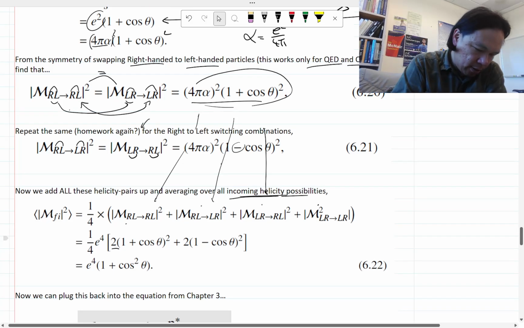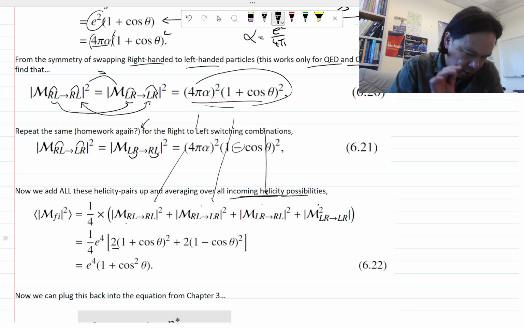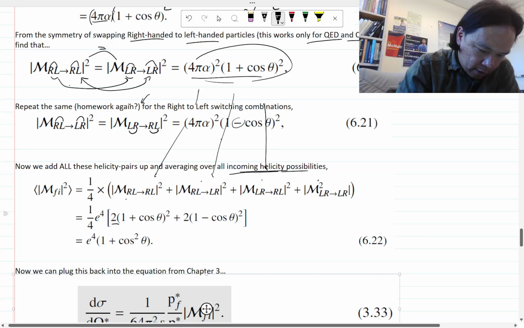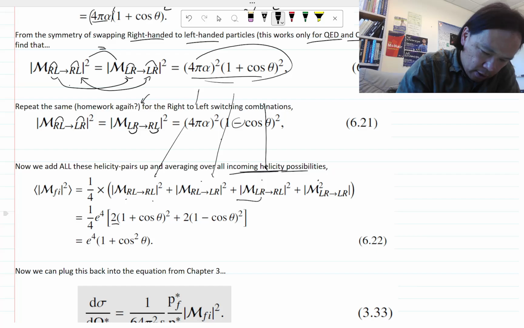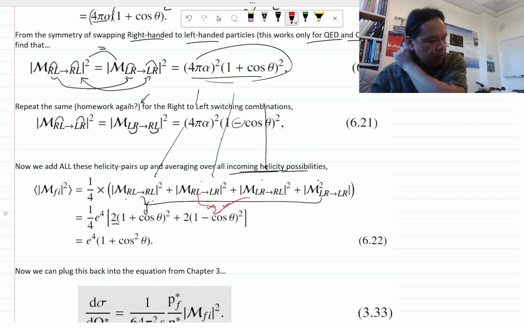You're going to get e to the 4th power. I don't know why he keeps switching between alphas and e's, but that's okay. Then these squares are going to give you two factors of 1 plus cosine theta. These two are going to be the same, and these two are going to be the ones that are minus. That gives you 2 factors of each.